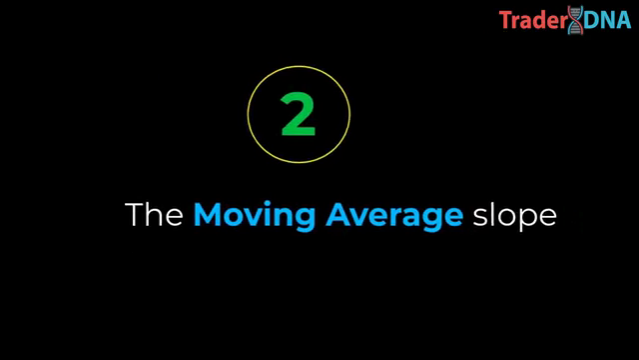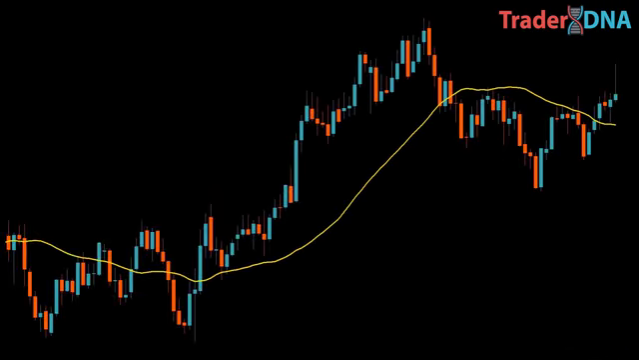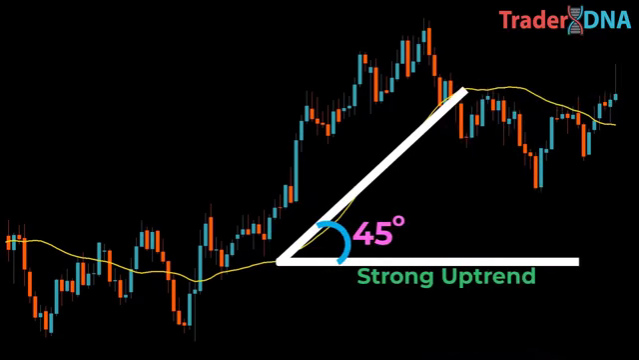Second, let's talk about the moving average slope. The slope of the moving average is another key factor that gives us valuable insight into the strength of a trend. When the market is in an uptrend, the moving average will slope upwards. In a strong uptrend, the slope of the moving average will be steep, almost reaching a 45-degree angle.